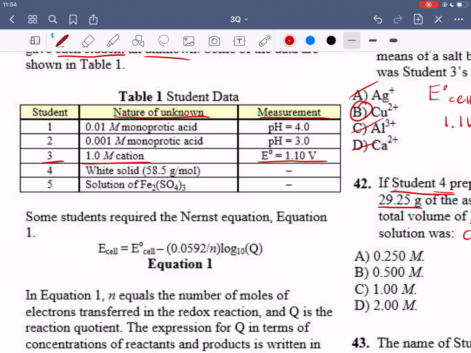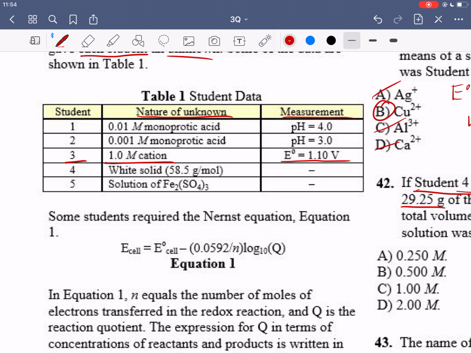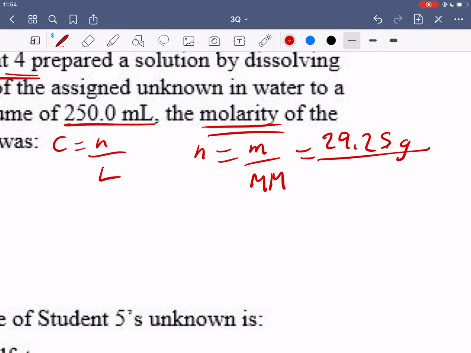So student 4, we're told right here that this person has a white solid and somehow they know that the molar mass of it is 58.5 grams per mole. So 58.50 grams per mole is going to give me my moles, and this is just half, right? If you do 29 times 2 is 58. If you do the 0.25 times 2 is 50. So that's a pretty simple calculation that they gave us. Always love when they do that. So it's half moles. So 0.5 moles.